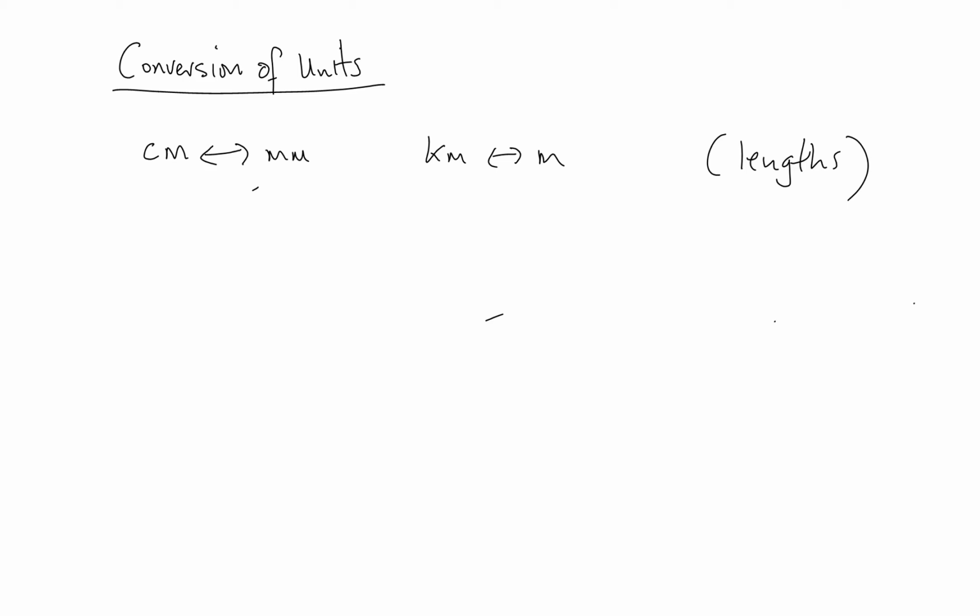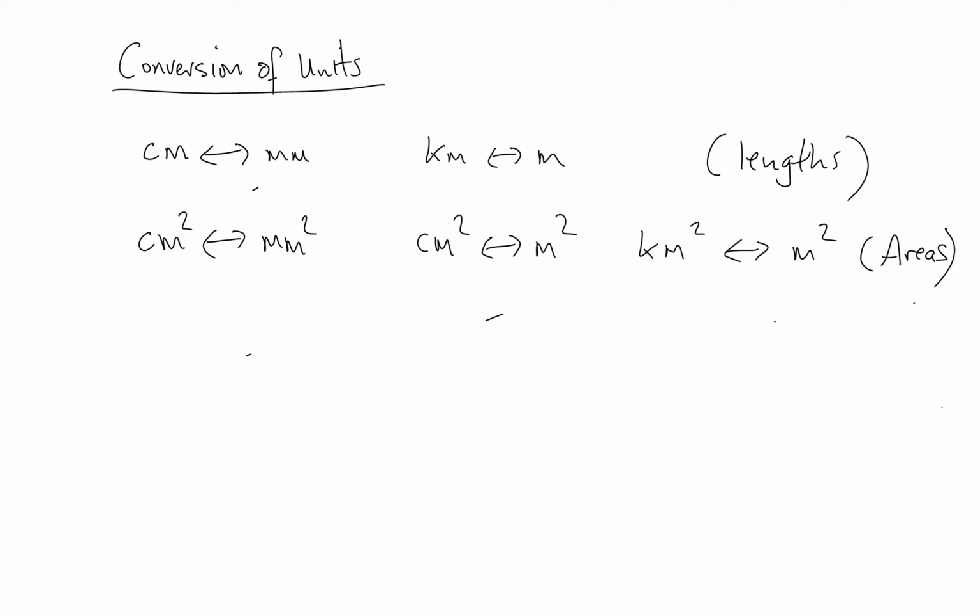But we might also be interested in converting areas. So we might be doing centimetres squared backwards and forwards to millimetres squared, or perhaps centimetres squared backwards and forwards to metres squared, or perhaps kilometres squared backwards and forwards to metres squared, etc. So those are areas.